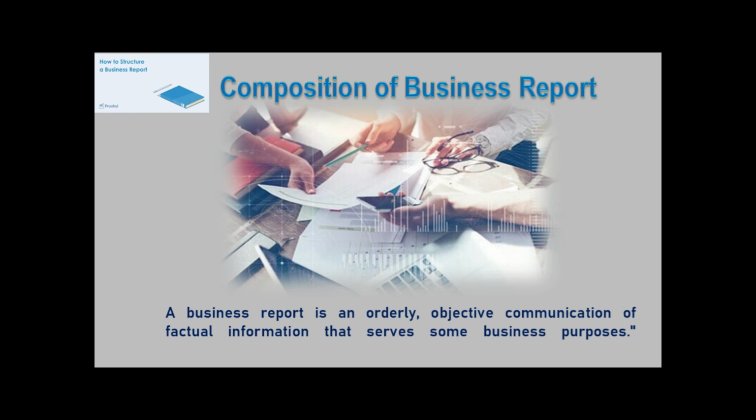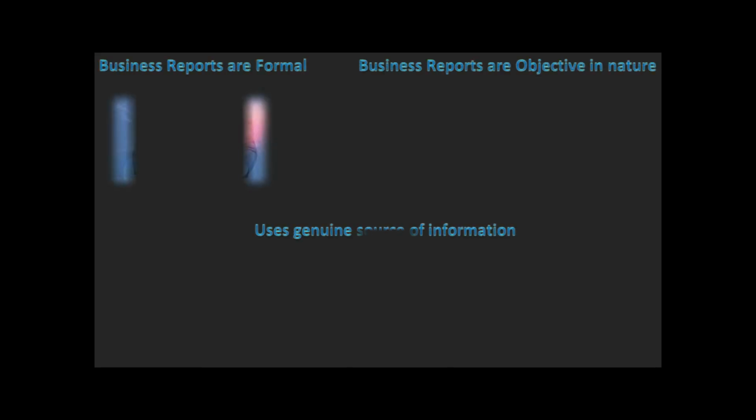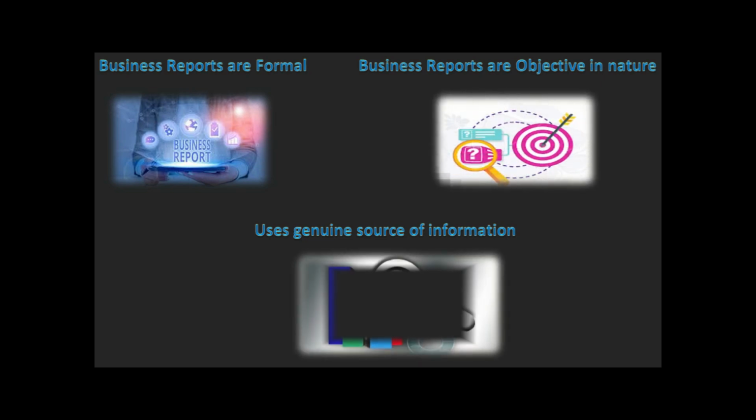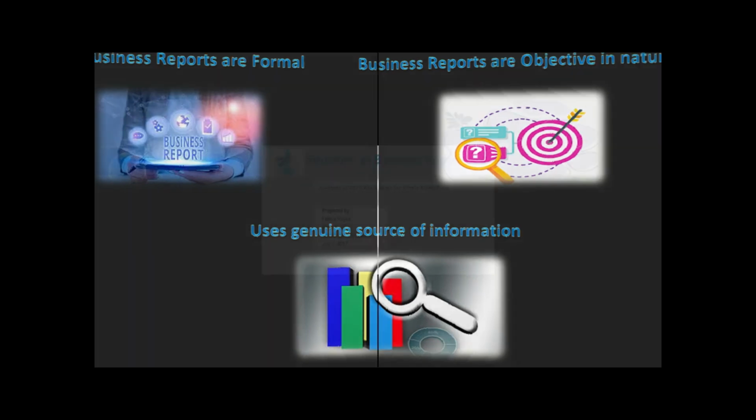Basically, a business report is an orderly, objective communication of factual information that serves some business purpose. Precisely speaking, it is a set of compiled data based on facts and research where analysis of performance is done to provide recommendations for future use. Business reports are always formal and objective in nature. Here, every fact must be clear and backed up by a genuine source, irrespective of whether the report may focus on a particular issue or the entire operations of the company.